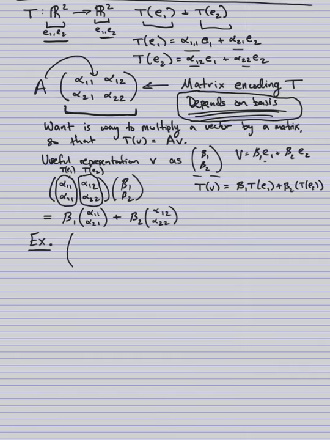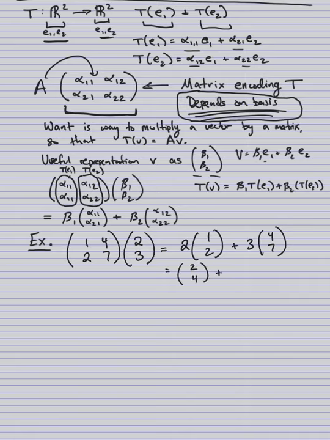So I don't know, let me just pick 1, 2, 4, 7. Sounds like a good example. And let's see where it sends the vector 2, 3. Okay? So what I do here is I take 2 times the column 1, 2 plus 3 times the column 4, 7. So I get 2, 4 plus 12, 21. So I get 14, 25.